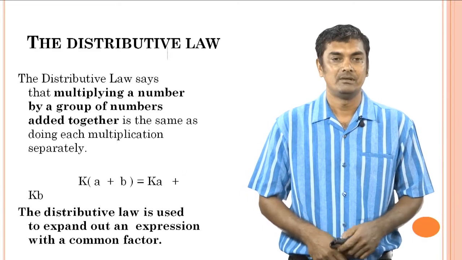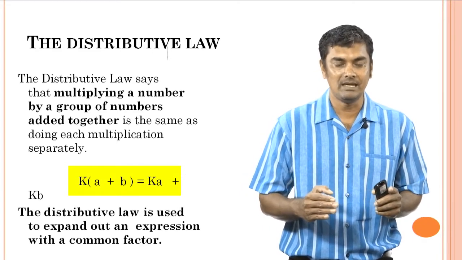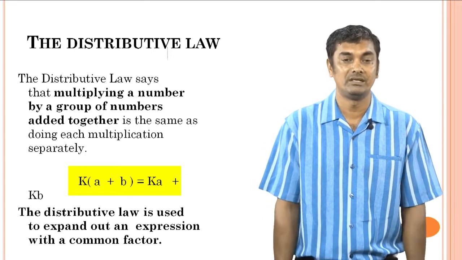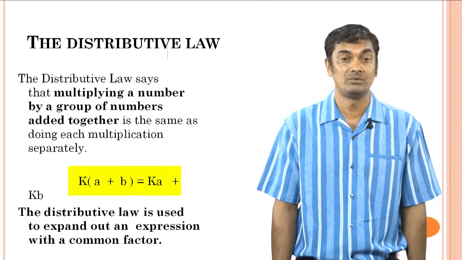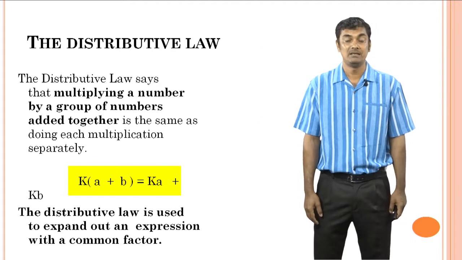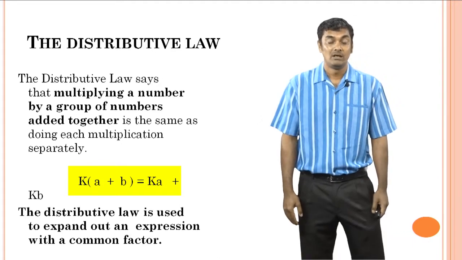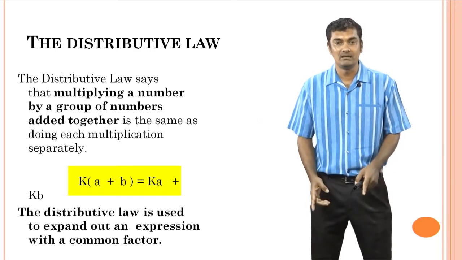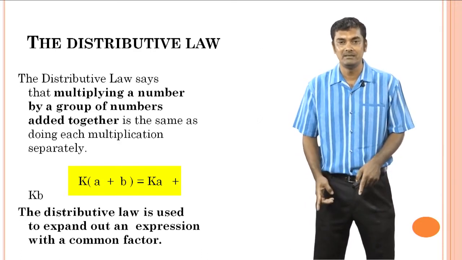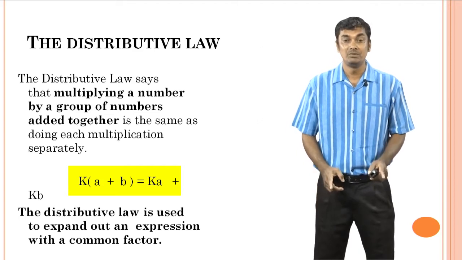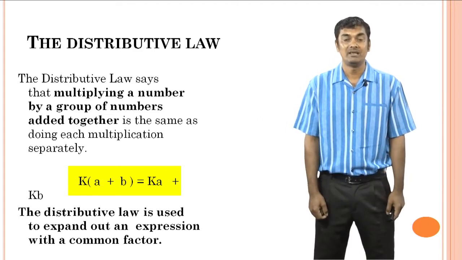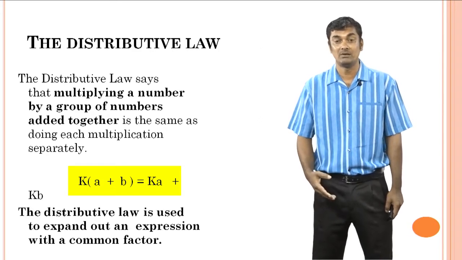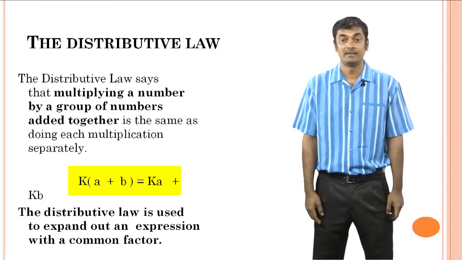Take an example. Look at the k here. k is multiplying a group of numbers, and that group of numbers there are the representation of those numbers, a plus b in the parentheses. This would mean the same thing as k times a plus k times b. The distributive law here is used to expand out an expression with a common factor, and that common factor of the terms there would have been k.